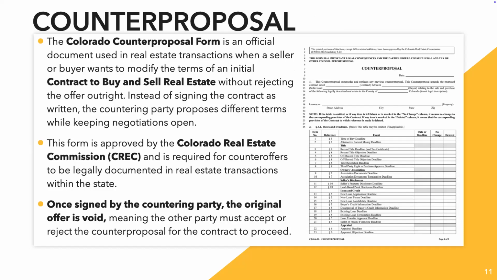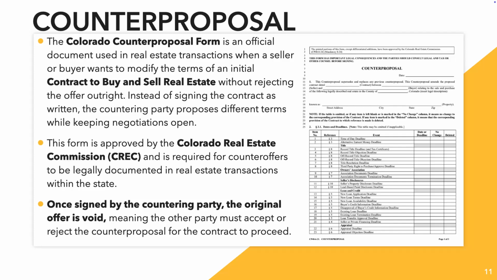This is the official document where a seller or a buyer wants to modify the terms of the initial CBS, the contract to buy and sell, without just fully rejecting it. So instead of just saying, hey, I'm not interested, hound sand, Mr. and Mrs. Buyer, this is how they say, there's just a couple things that I wasn't super excited about. Let's see if we can come to the table if we get these corrected. And so this is truly what it looks like.